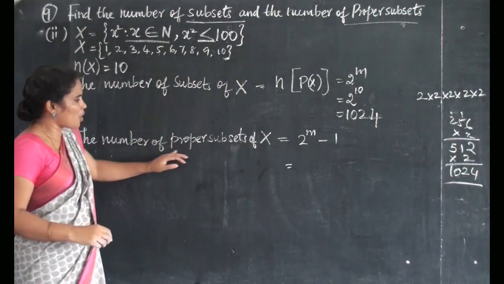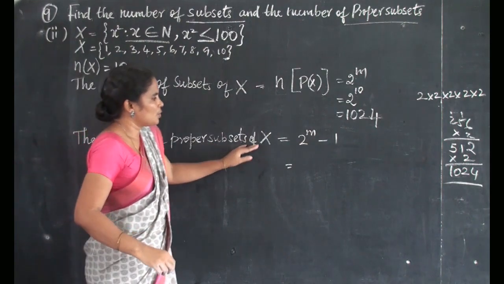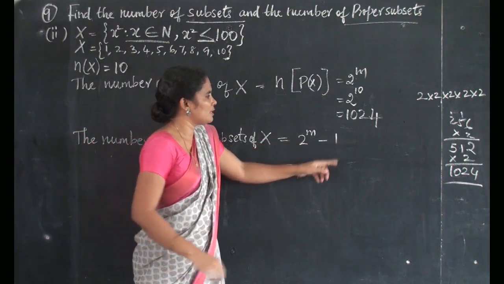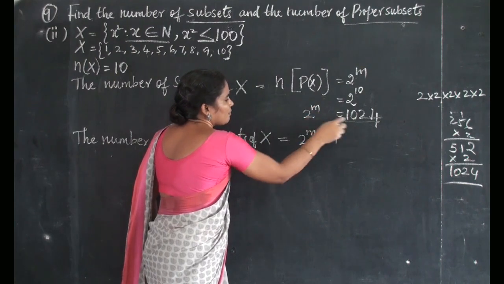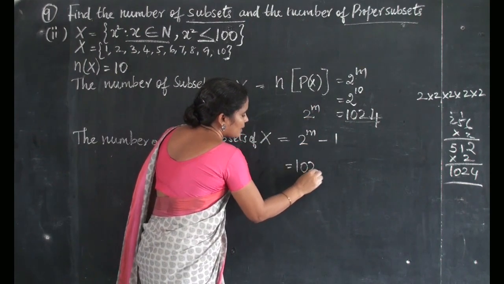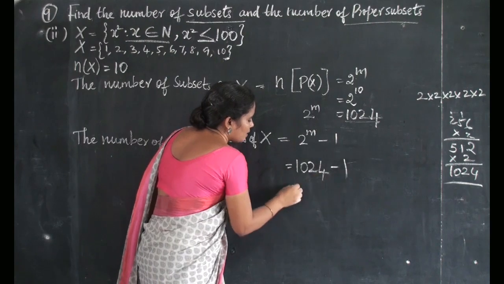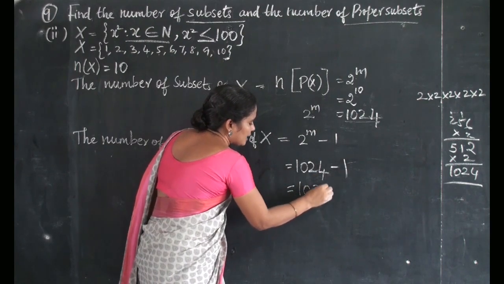The number of proper subsets of X is 2 to the power of m minus 1. 2 to the power of m is equal to 1024, minus 1, we get 1023.